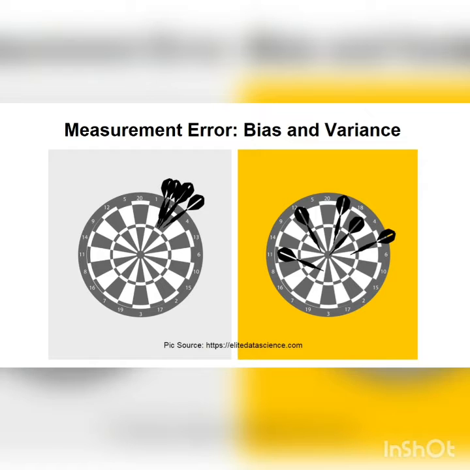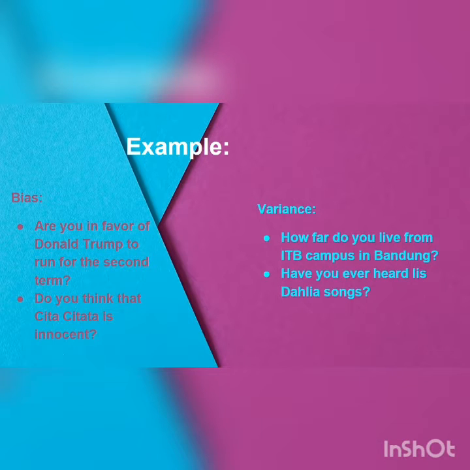Okay, let's see some examples. In the left side, we can see the bias. Like in the questions, are you in favor of Donald Trump to run for the second term? Or do you think that Cita Citata is innocent? Or the example for Ryan's question is, how far do you live from ITB campus in Bandung? Or have you ever heard Iis Dahlia songs?